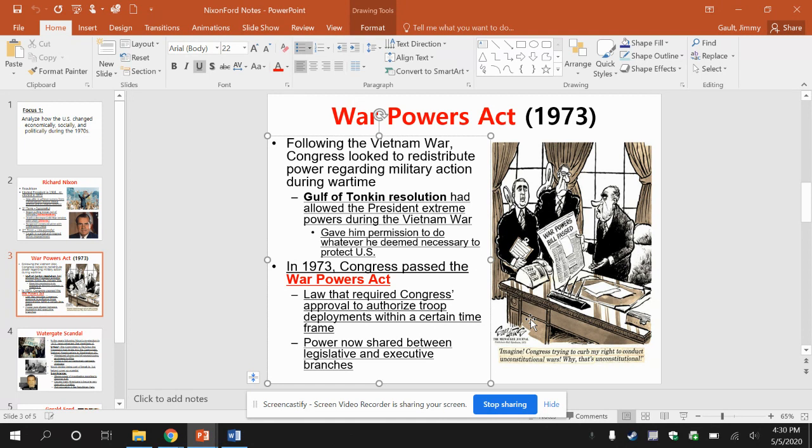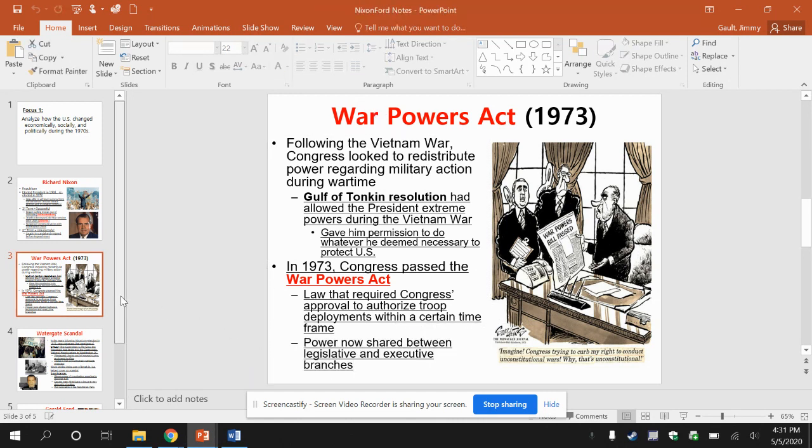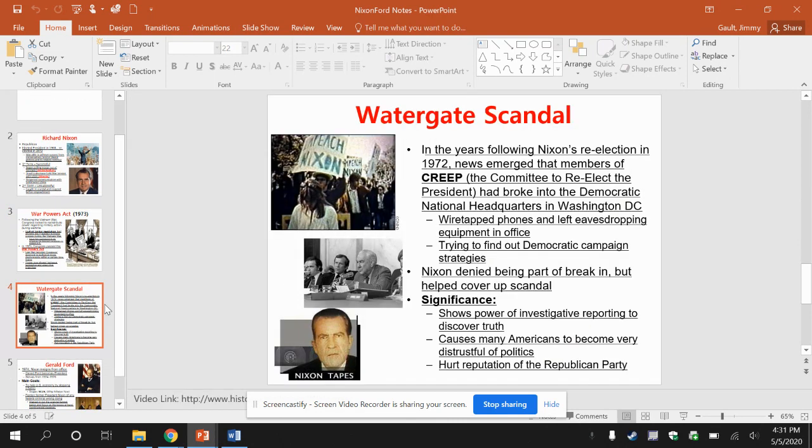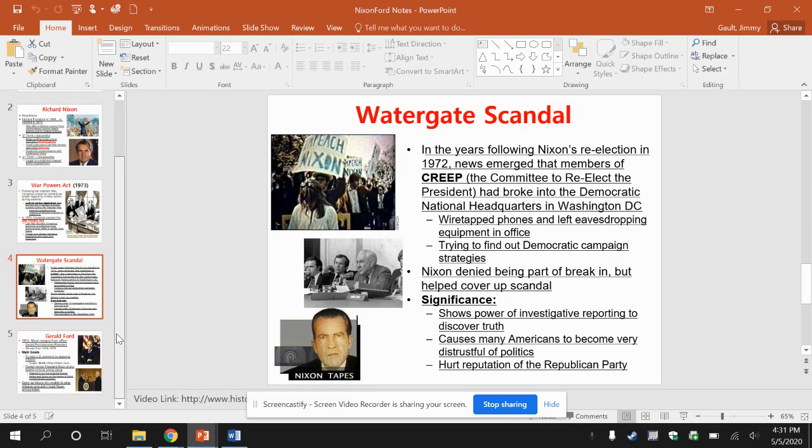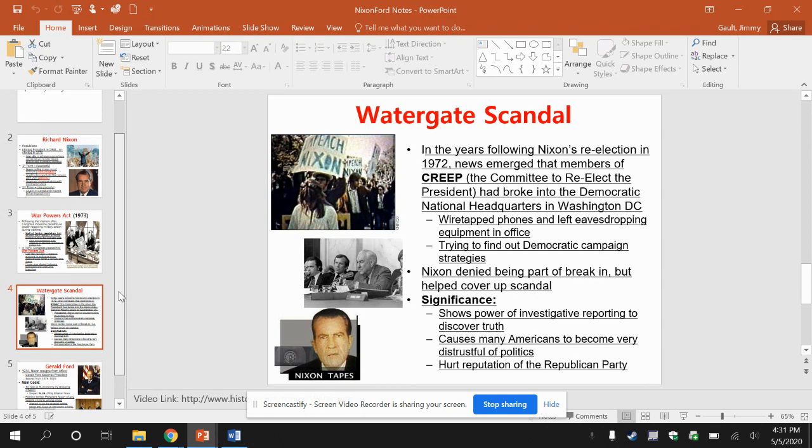So we talked about before with the Vietnam War how the president at the time, Lyndon B. Johnson, just kind of moved the troops there with that Gulf of Tonkin resolution. So this War Powers Act really limits the power of the president. And so it's now shared between the legislative and executive branch. There's not a question about the Watergate scandal on there.